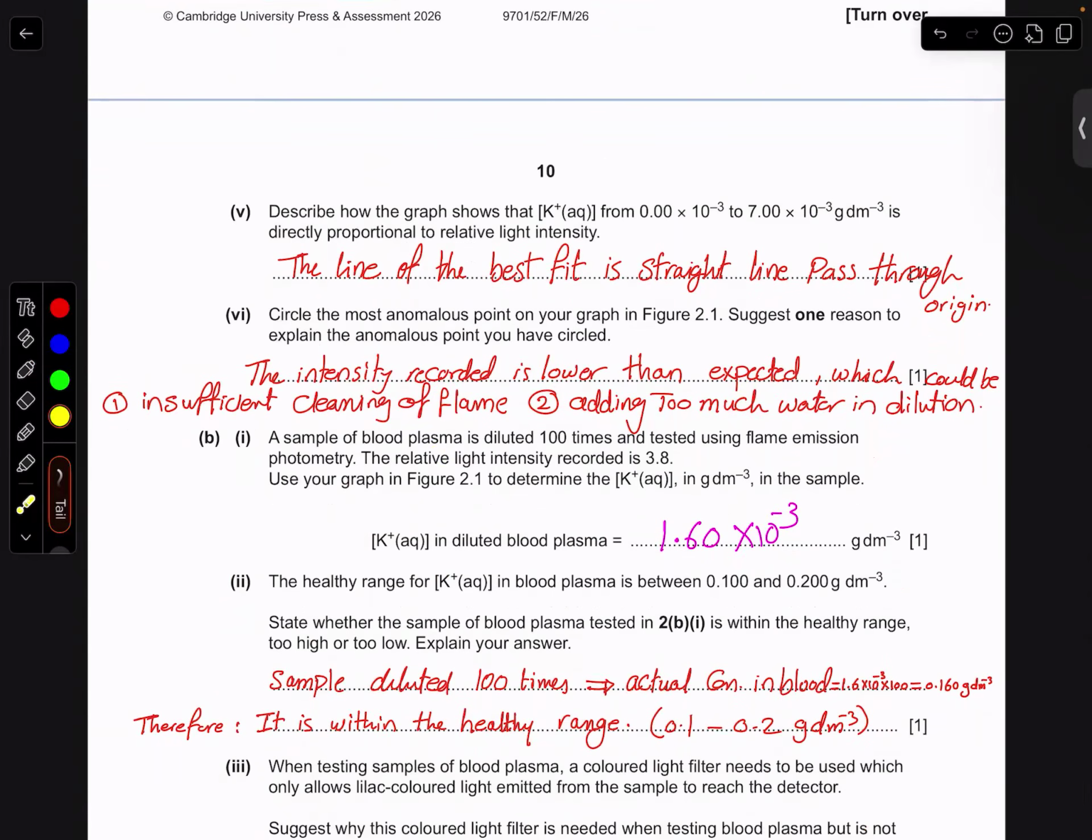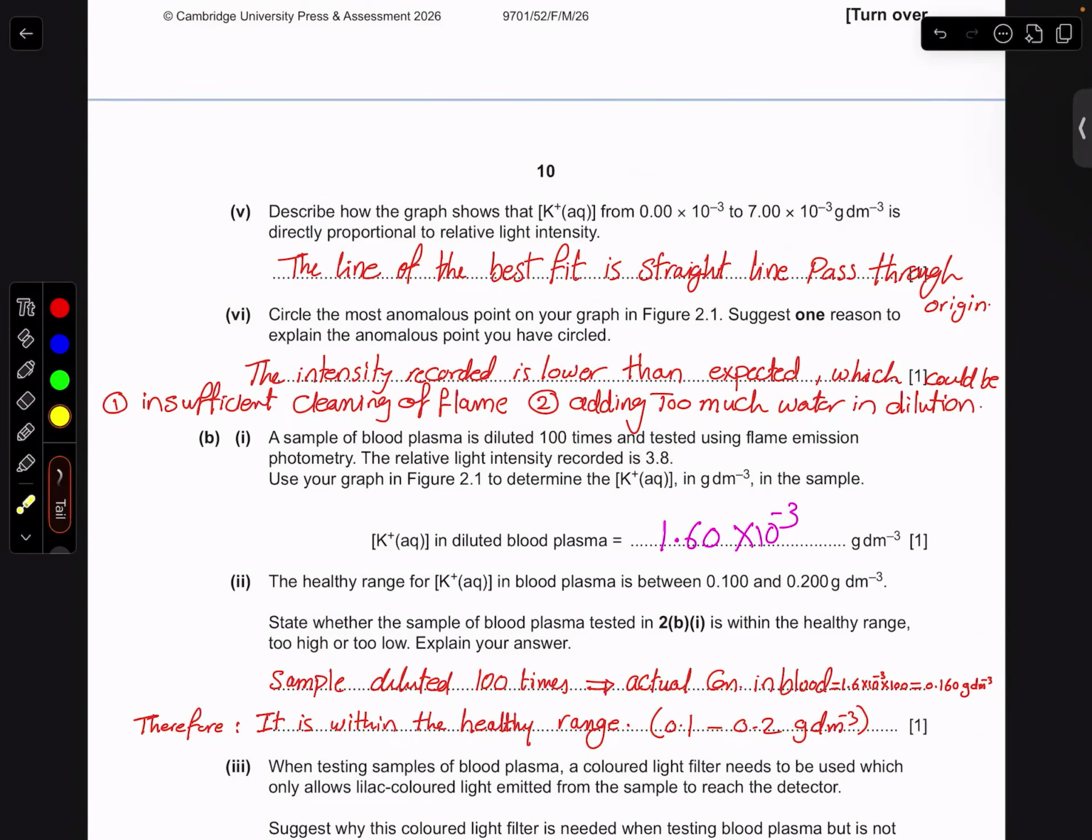A sample of blood plasma is diluted 100 times and tested using flame emission photometry. The light intensity recorded is 3.8. Use your graph in figure 2.1 to determine K plus in gram per decimeter cube in the sample.